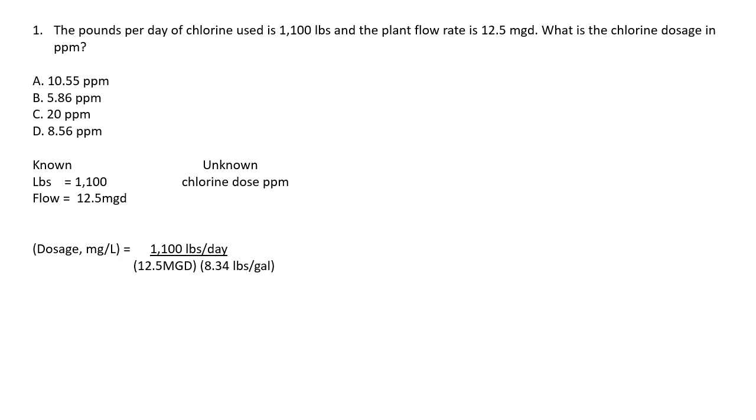So let's solve the bottom math first. Multiply 12.5 times 8.34 and you get 104.25. So now we're going to divide 1,100 pounds by 104.25. And that gives you a dosage of 10.55 parts per million or milligrams per liter. They're interchangeable.